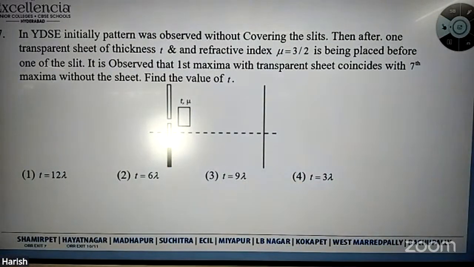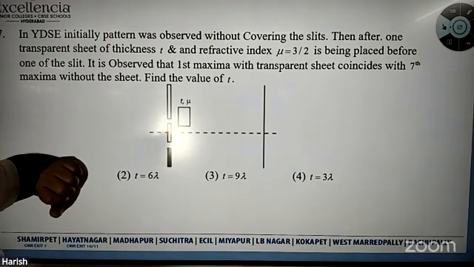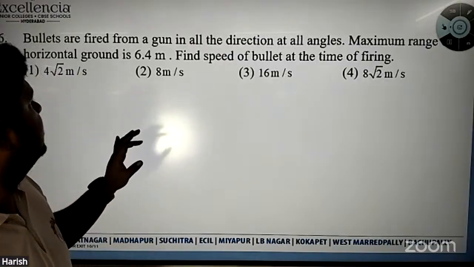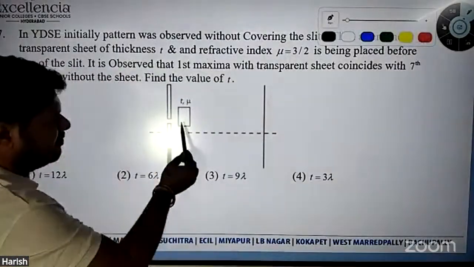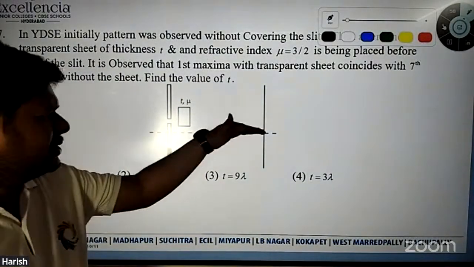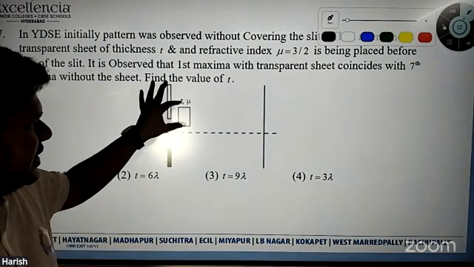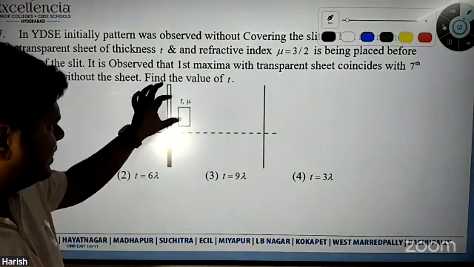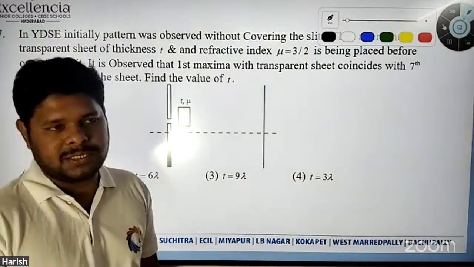In YDSE, it's a question on YDSE. The question comes under the concept of shift. We know that whenever we place a slab in front of a slit, the shifting of fringes will take place. If I place it in front of the first slit, this one, the fringes will shift upwards. And when I place a slab in front of this lower one, the fringes will shift downwards.